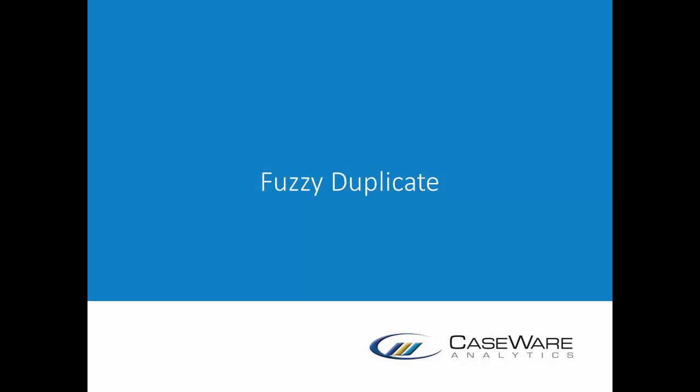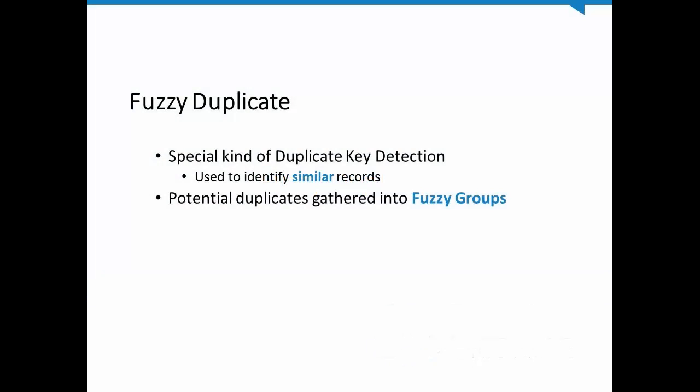One of our goals at Caseware is to help our clients maximize the return on their investment in IDEA through continuing education. Fuzzy duplicate is a special kind of duplicate key detection which is used to identify similar records in character fields. The key word here is similar. There are already lots of tools for finding exact matches.